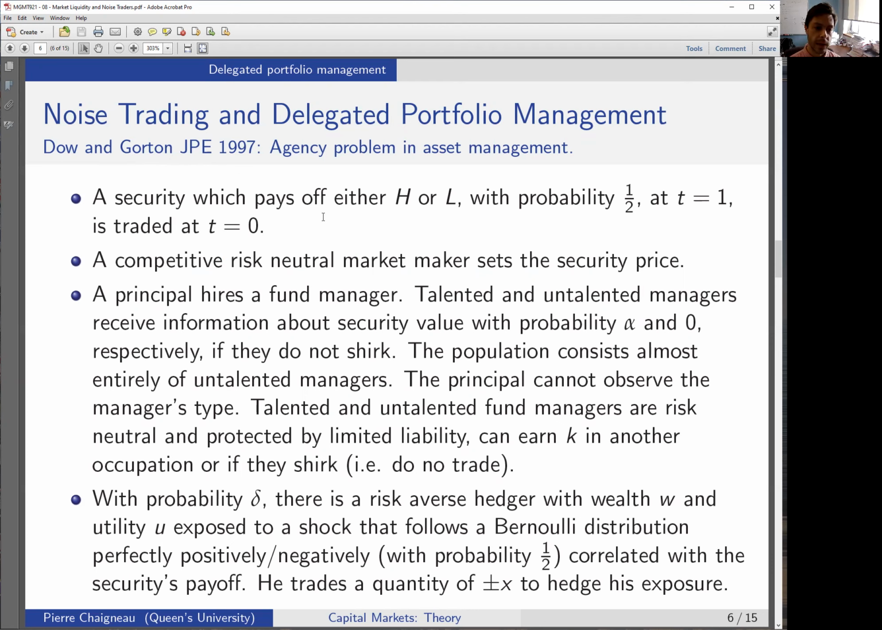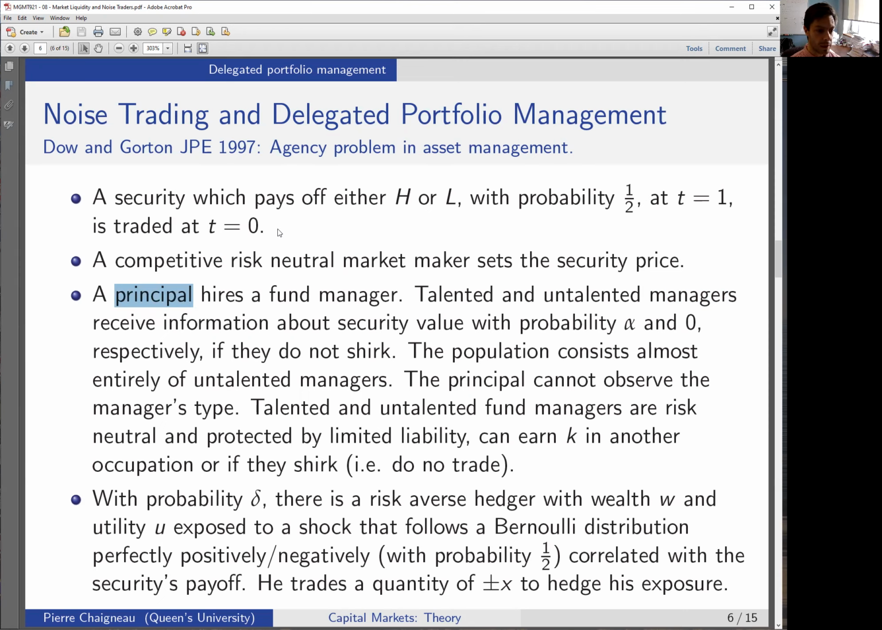The idea is that now the economic agent who is managing the funds, which we're going to call a fund manager, or a manager for short, is not the owner of the funds. He is mandated to do that. So there's delegation happening. A principal, think of a pension fund for example, is hiring a fund manager to manage the fund and to make decisions. So what's going to happen?